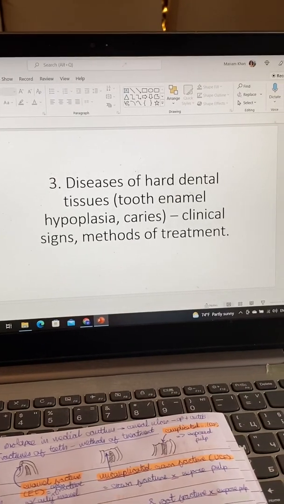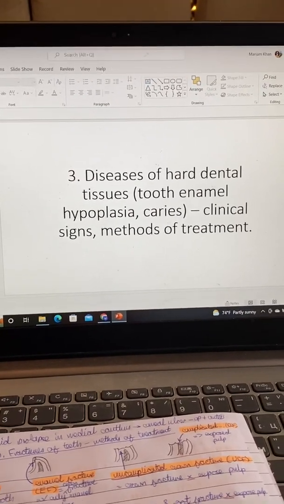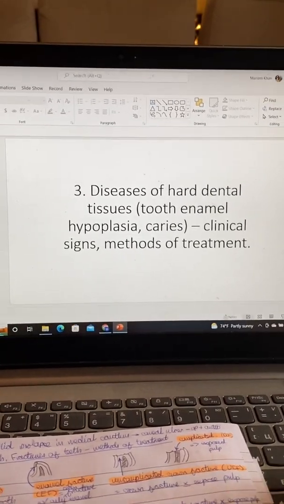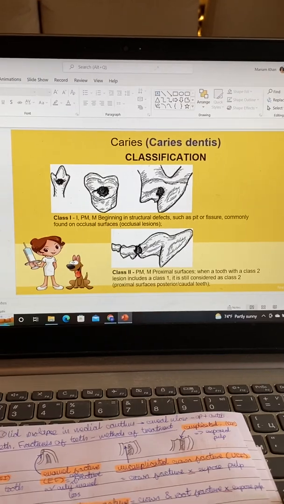Okay, so we mentioned this before. These are diseases of hard dental tissue: tooth enamel hyperplasia. So it's basically breakdown of the tooth enamel, and caries, signs and treatment. So what are caries?